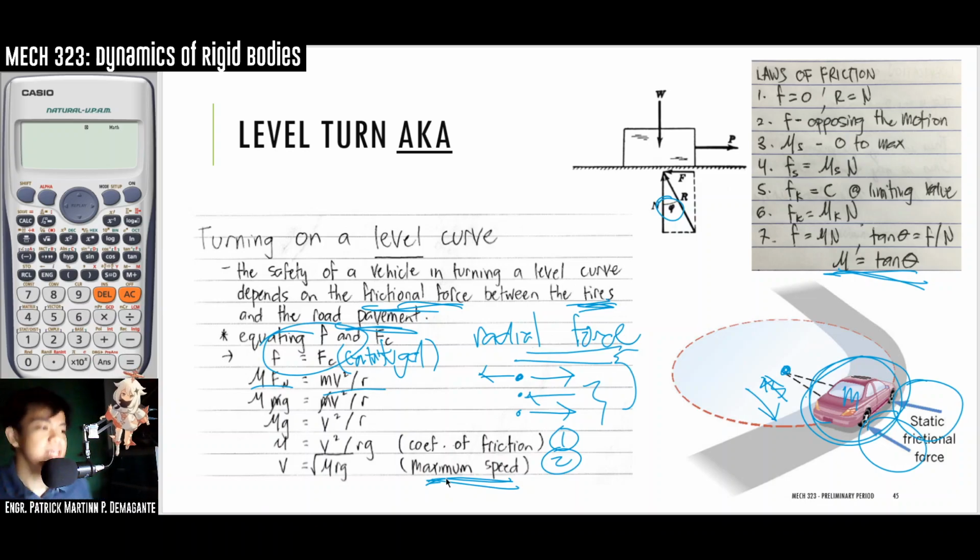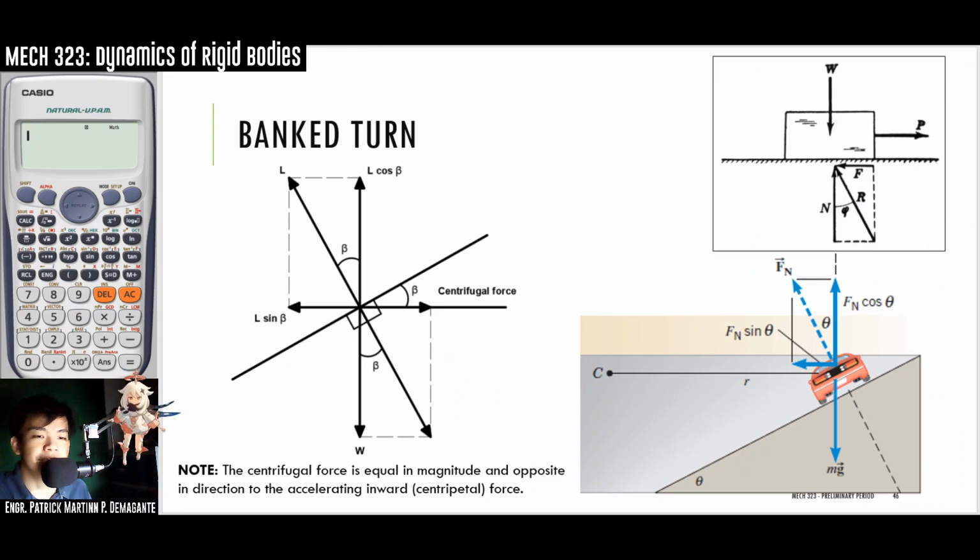So, kung meron tayong level curve, syempre, ang gusto natin ay malagpasan yung maximum na speed na to. So, meron tayong mga bank turn.